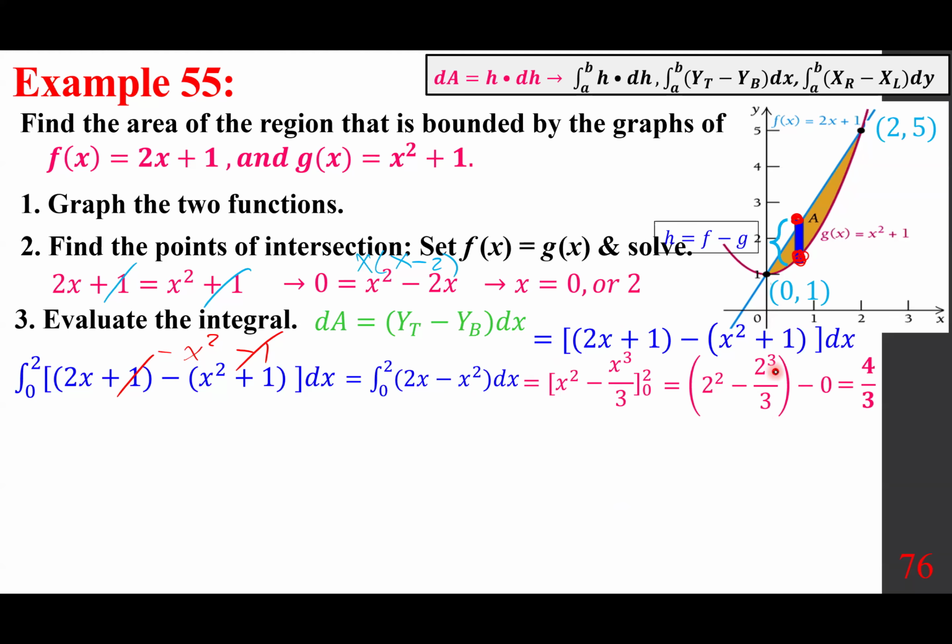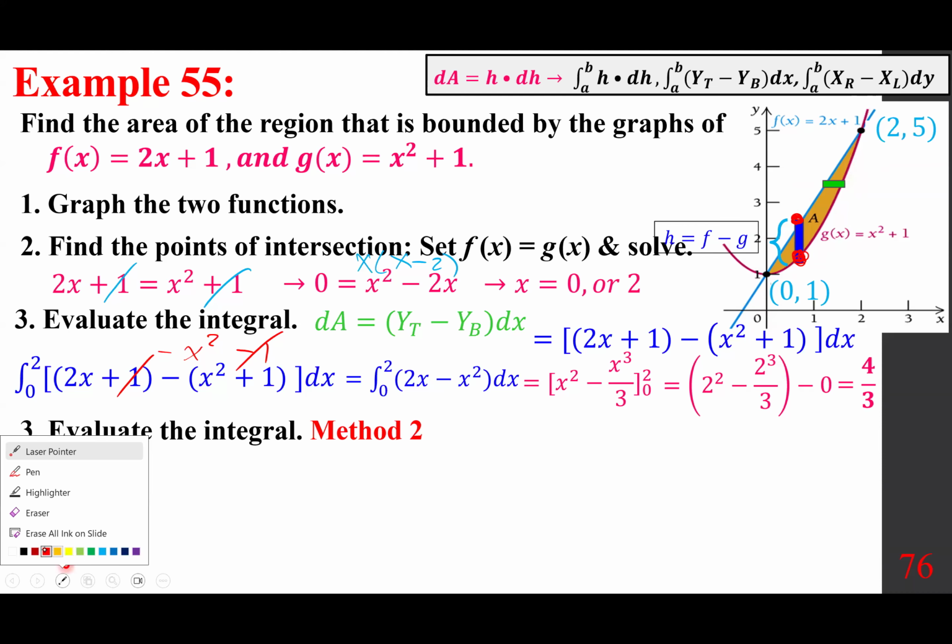And we're done. What's interesting about this is that you can do a second method, because as you can see, the line is completely on top of the curve. Also, the curve is completely on the right of the line. So you could look at this and say, now this is x of the right minus x of the left. So h is g minus f. So the curve minus the line, but we have to write both of them as a function of x.